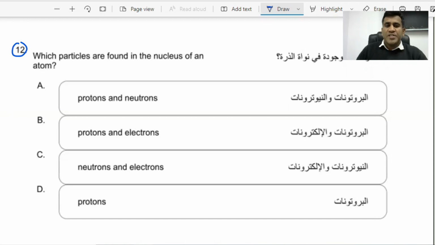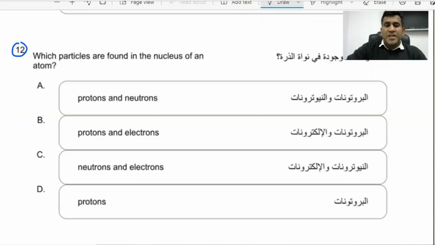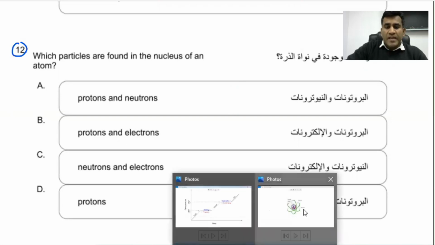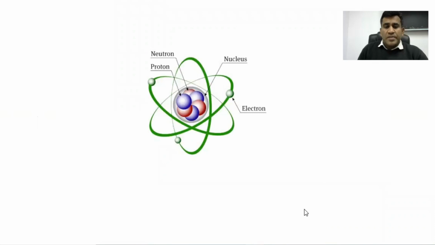It seems the continuation of the previous part. So let me tell you this. Let me show you the structure of an atom, how it looks. The atom looks like this. So this is how the atom is made. Electrons are revolving around the nucleus in an elliptical orbit, as we have shown. And the nucleus is composed of neutrons and protons.